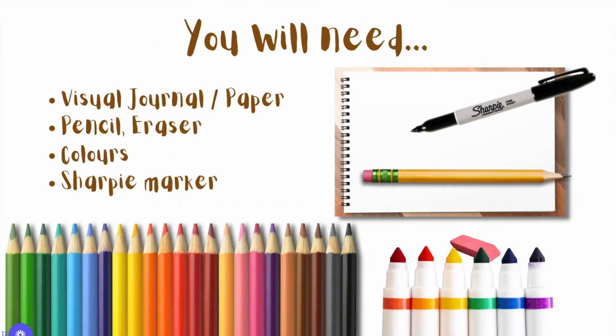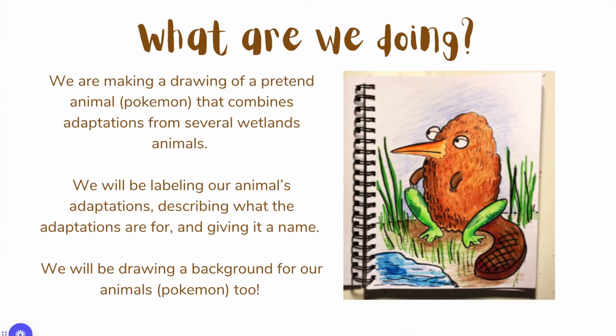What are we going to need? We're going to be needing our visual journal or a sheet of paper, a pencil and an eraser. We're going to need some type of colors, so it could be pencil, crayons, markers, or both, and a Sharpie marker or other type of pen or marker for outlining. It doesn't need to be a Sharpie, it could just be a pen or marker.